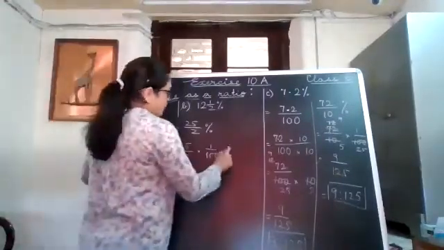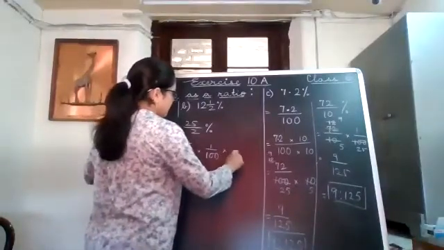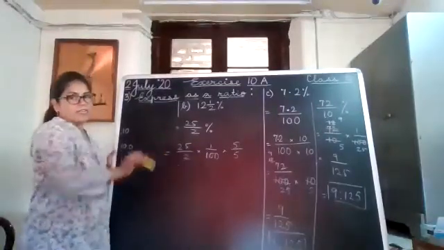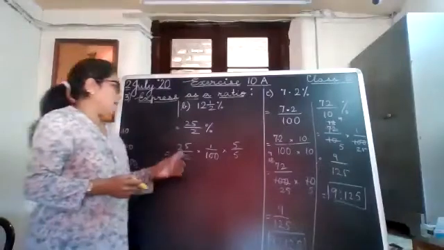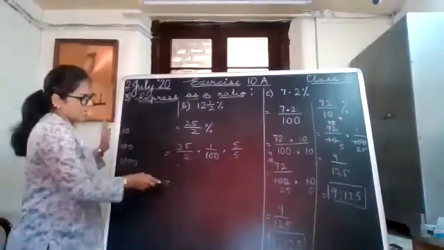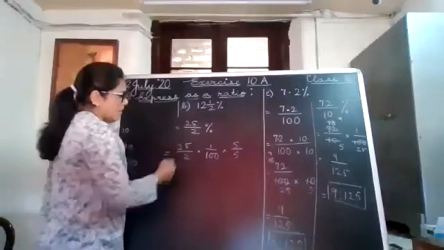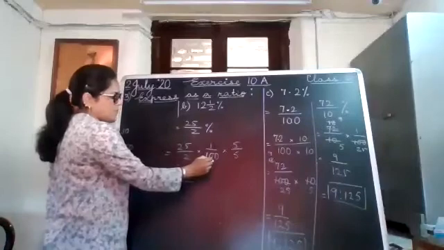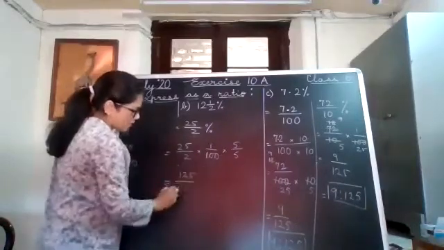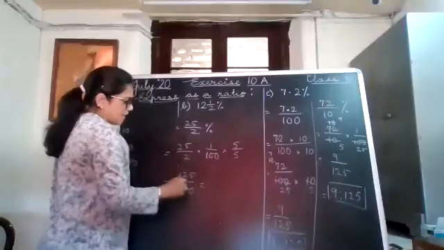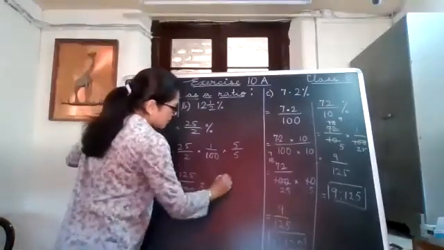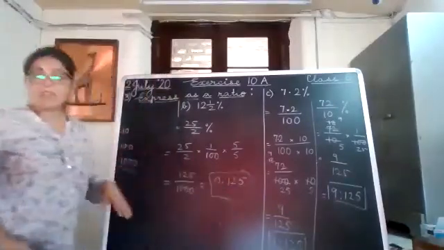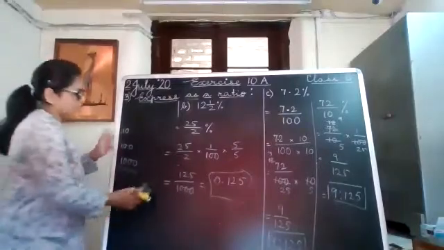So what will I do? I will multiply this by 5. If I am multiplying the denominator, I need to do the same thing with the numerator, so I will multiply both of them by 5. So easily I can change it into a decimal number. 25 5s are 125 and 2 into 100 is 200, 200 into 5 is 1000. Now this I can easily change into a decimal number, 0.125.